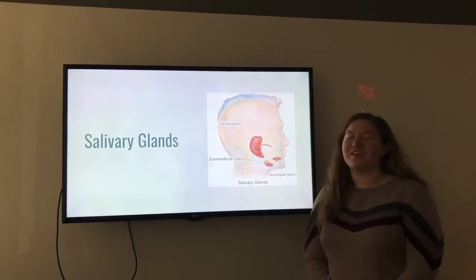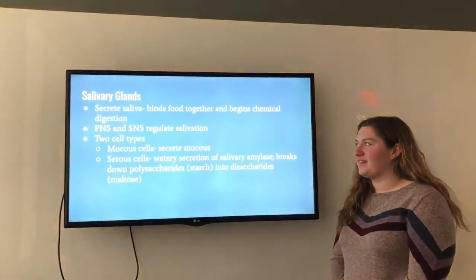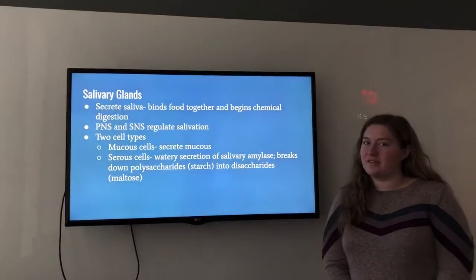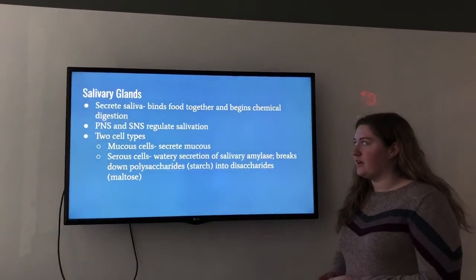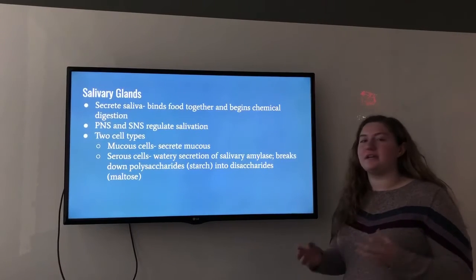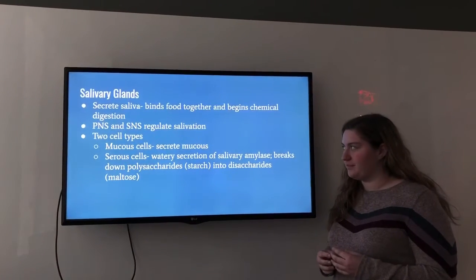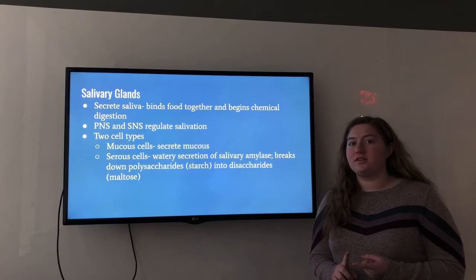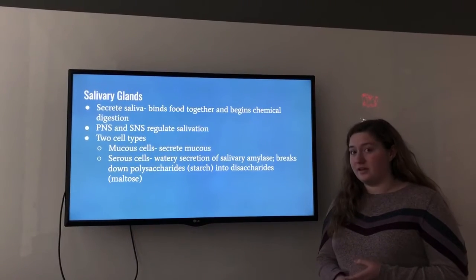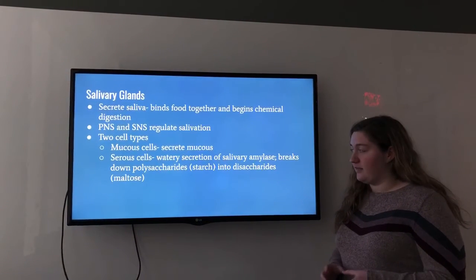Okay, now we're going to be talking about the salivary glands. The purpose of the salivary glands is to secrete saliva, and saliva binds food together and begins the process of chemical digestion. The parasympathetic nervous system and the sympathetic nervous system regulate salivation.